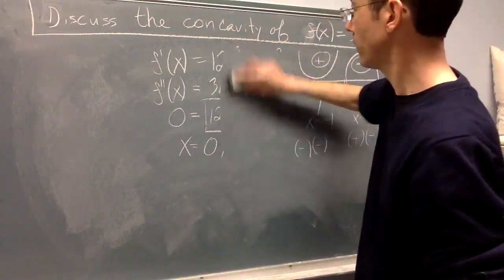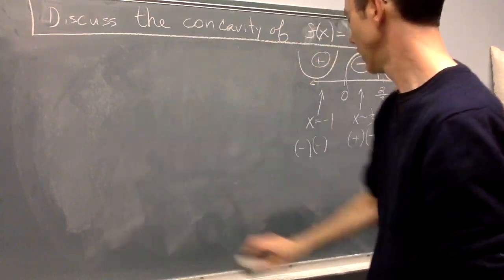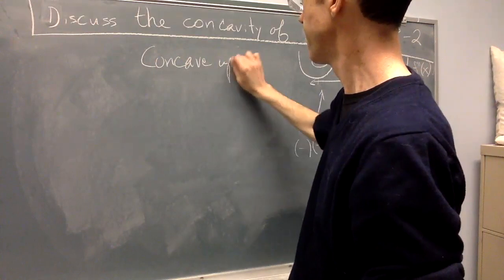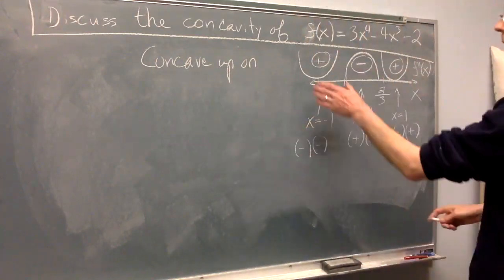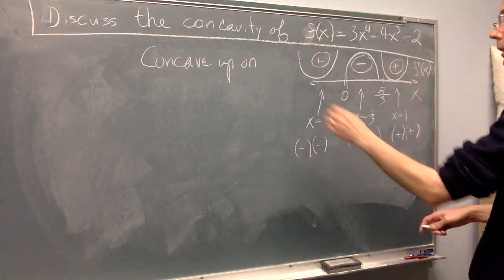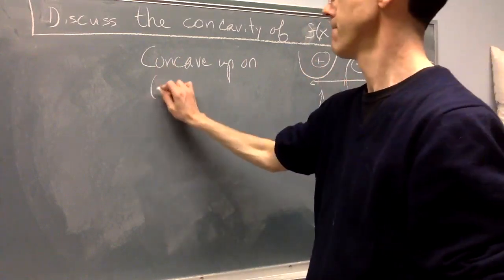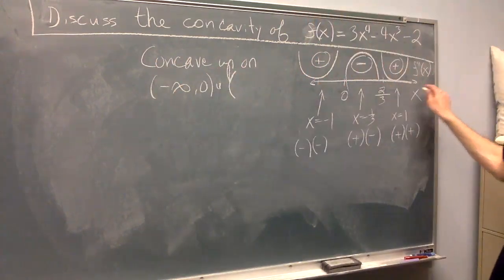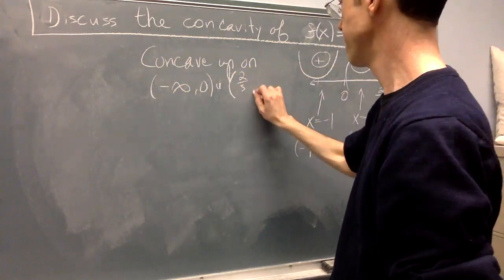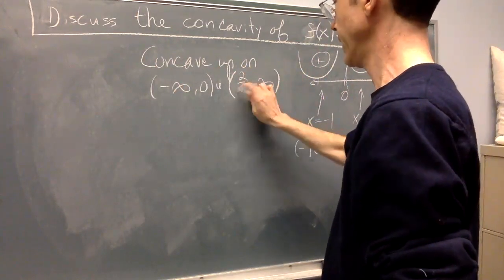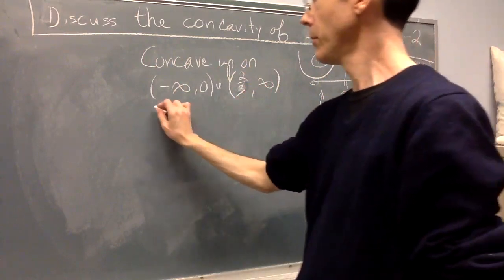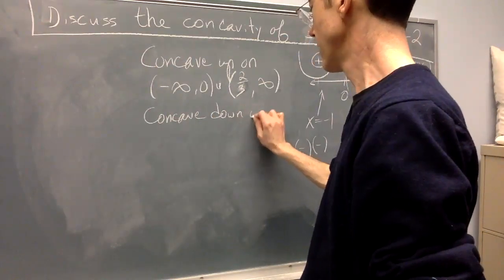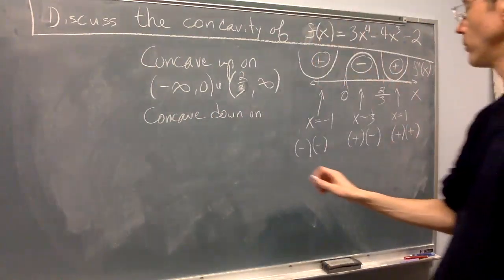Let's make a little bit of space. So this graph is going to be concave up on the intervals where I have a positive second derivative. So from -infinity to 0, and 2/3 to positive infinity. Similarly, it's going to be concave down in here between 0 and 2/3.